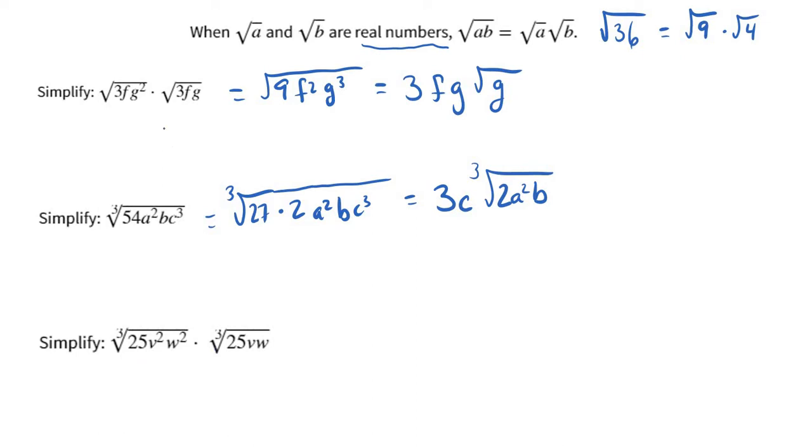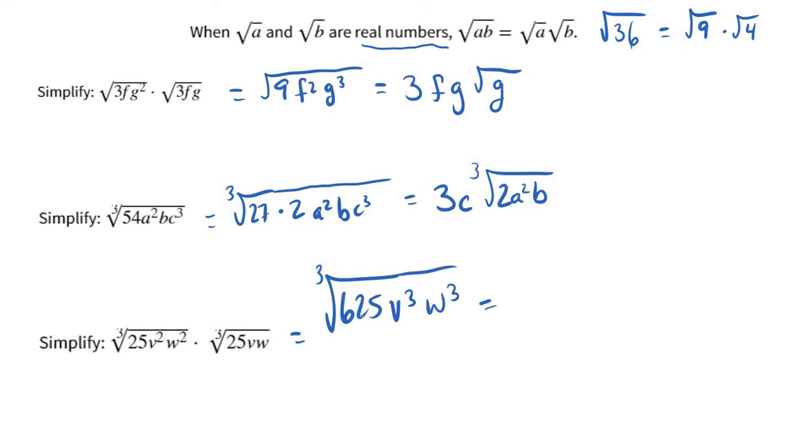How about this guy? Now this is kind of similar to the first one, except it's cube roots. Let's multiply everything together, see what happens. So we've got the cube root, 25 times 25 is 625. v squared times v, so that's v cubed. w squared times w, that's w cubed, so that'll be nice.